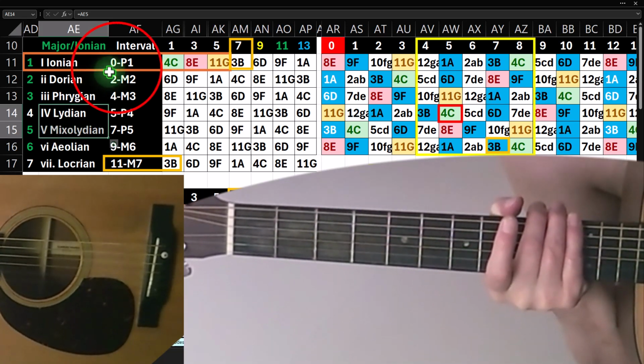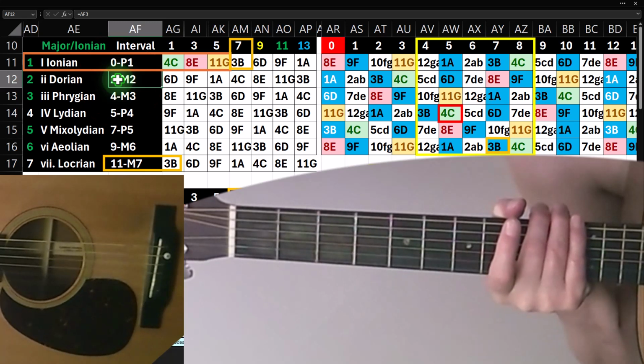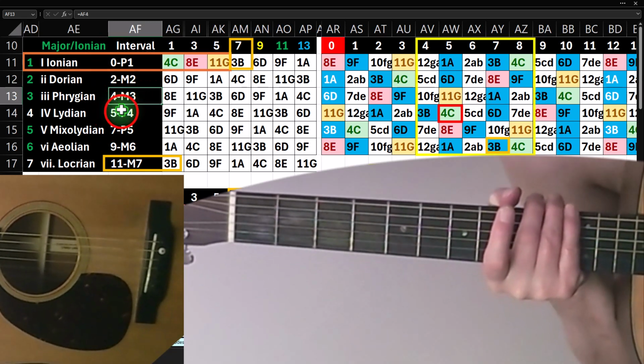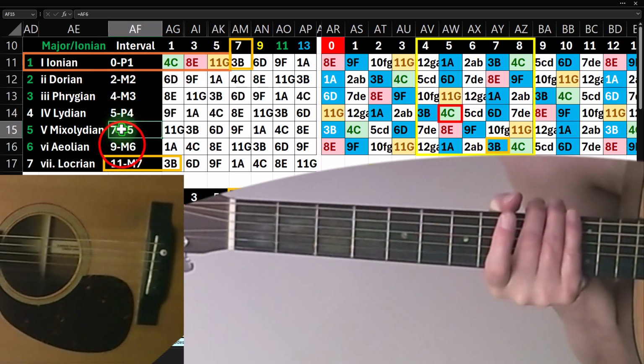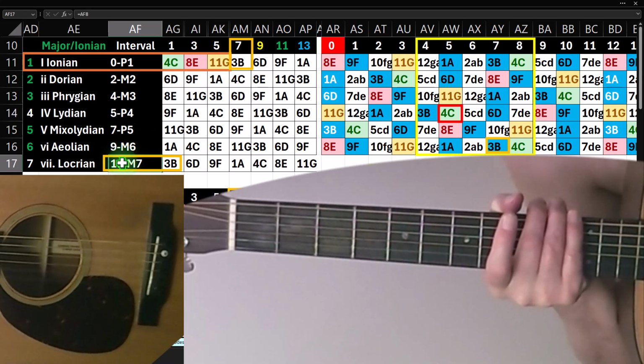So the major scale has a 0 note away perfect first, a 2 note away major second, a 4 note away major third, a 5 note away perfect fourth, 7 note away perfect fifth, 9 note away major sixth, 11 note away major seventh.